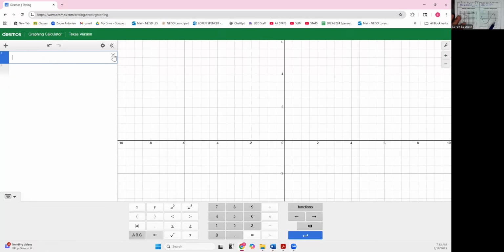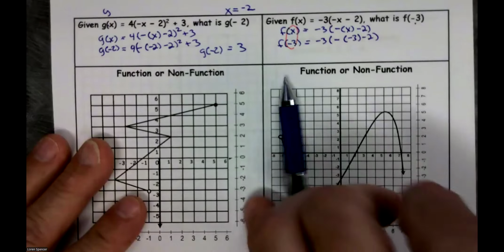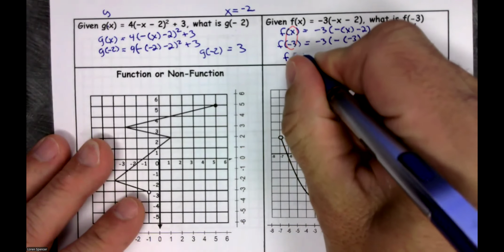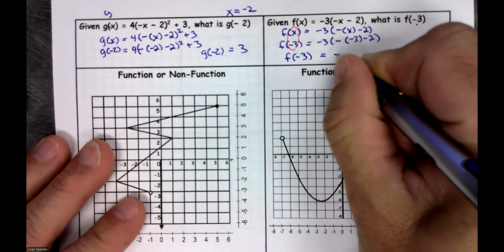So we're going to go negative 3, parenthesis, negative parenthesis, negative 3, close the parenthesis. Be careful with all this and close those parentheses. And we end up getting negative 3. All right. So what am I going to write? Well, I'm going to write f of negative 3 equals negative 3.